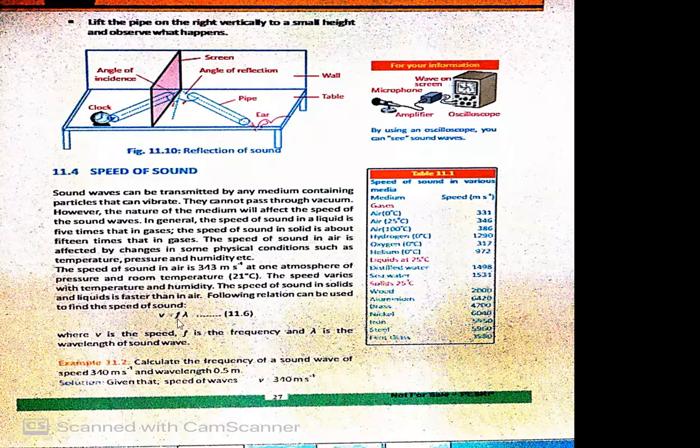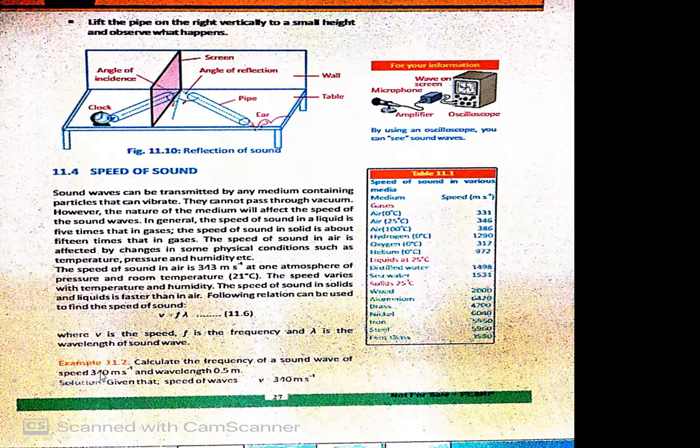Now by using this formula, we calculate the frequency of the sound wave based on this numerical example 11.2. This example 11.2 is again on page number 27 of your 10th class book. Calculate the frequency of the sound wave if the speed is 340 meters per second and the wavelength is 0.5 meter. So I will write the given data.